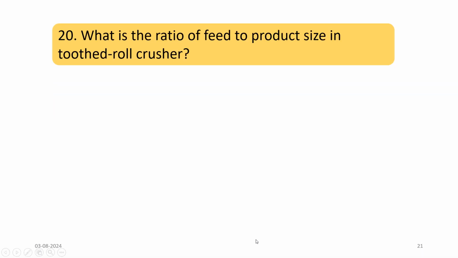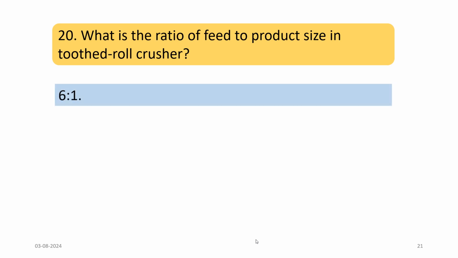Now, next question. What is the ratio of feed to product size in the toothed roll crusher? 6:1. Yes, this is the 6:1.